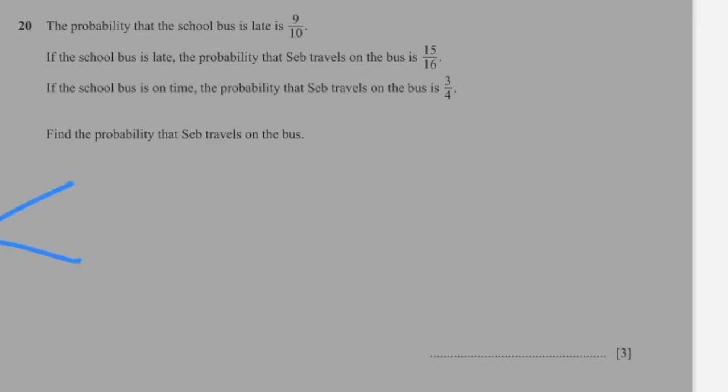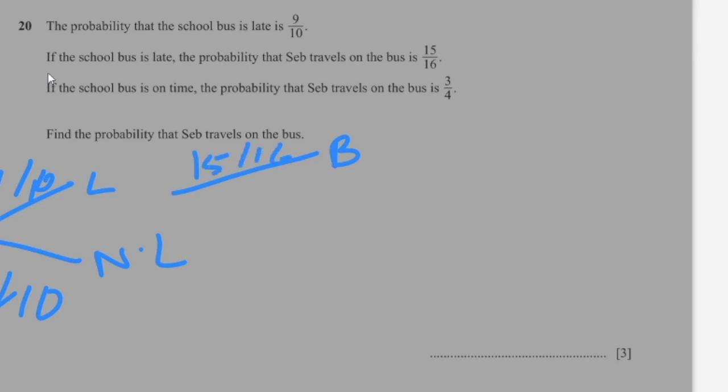So we have the probability of being late, that is 9 by 10. So the probability of not being late should be 1 by 10. Okay, if the school bus is late, the probability that Sab travels on the bus is 15 by 16. So we have the value of probability of traveling by bus as 15 by 16, and otherwise should be 1 by 16.